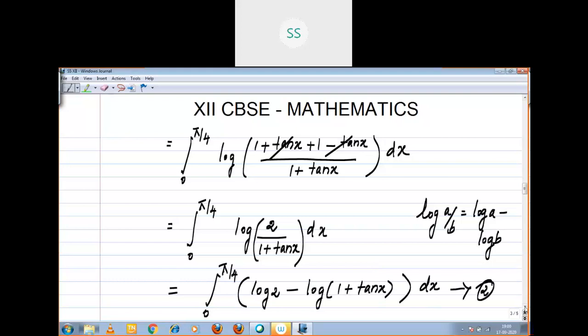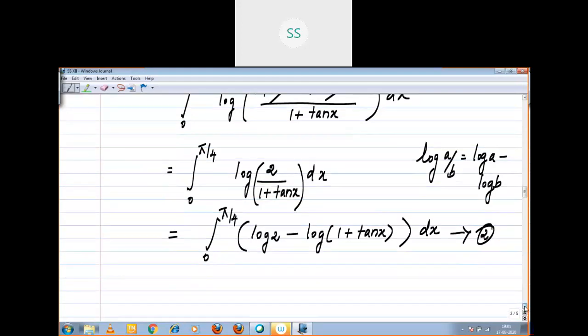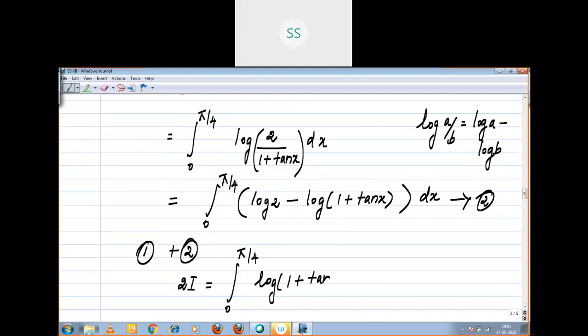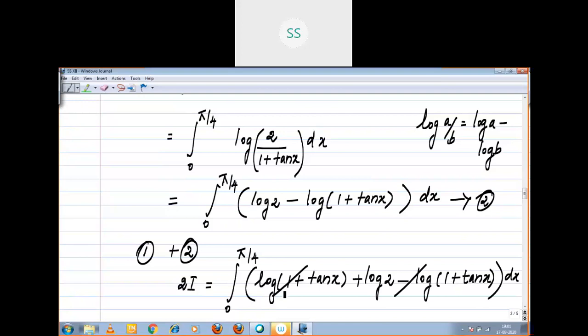Right? Log of a by b. What is the formula? Yeah, anyone? Yeah, very good. Log a minus log b. Right, the same thing I'm going to apply here. That's why I told you, children, you have to write the identity or formula on the right side. You have to practice. Right? Log 2 minus log of 1 plus tan x into dx. This is your equation number 2.